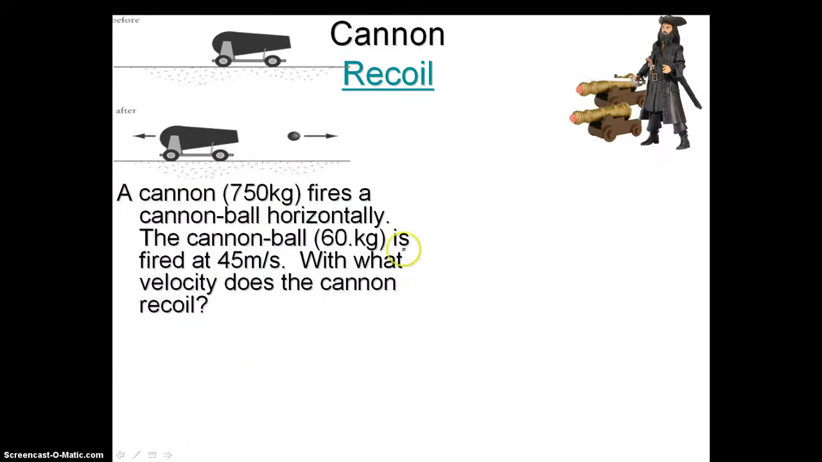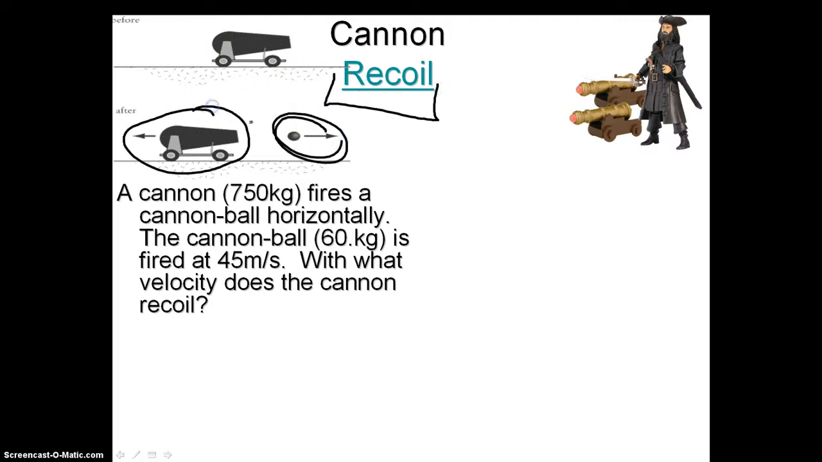All right, so now a cannon fires a cannonball horizontally. The cannonball is fired at 45. What velocity does the cannon recoil? The word recoil means as you fire the cannonball this way, the cannon shoots backwards. We refer to that as recoil.